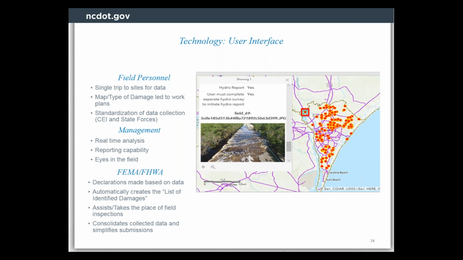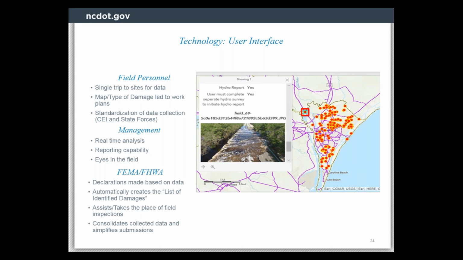So the application was able to prompt the inspector to put in all the information that would be needed for the preliminary assessment. And then what we also found was having all this information geo-referenced, on a map, and segregated by the type of damage, it led to our work plans, how to take all this information and devise ways of developing contracts to get these routes back open again.